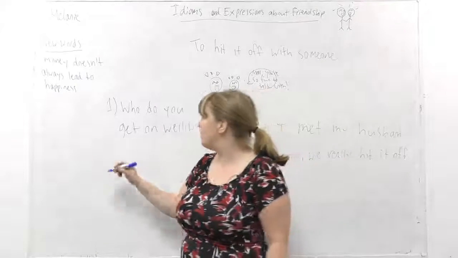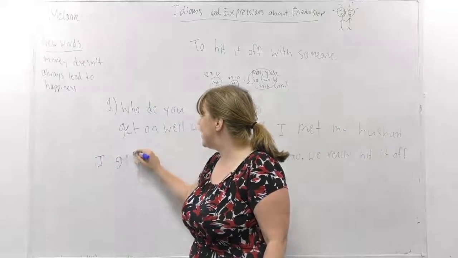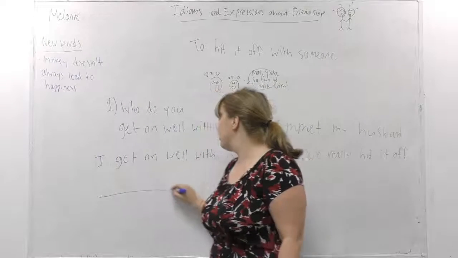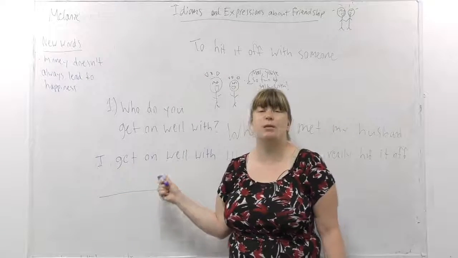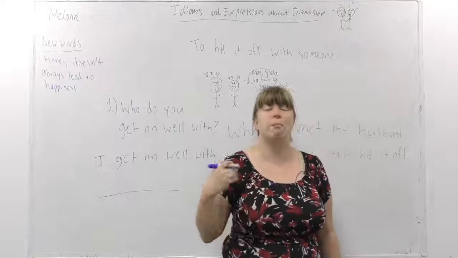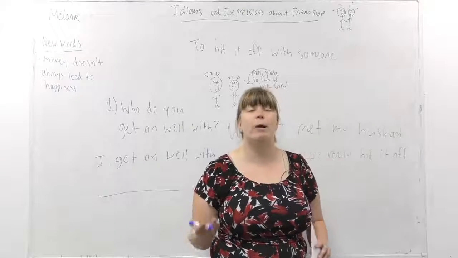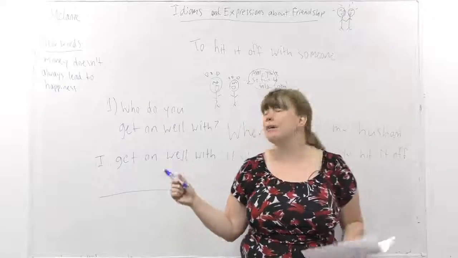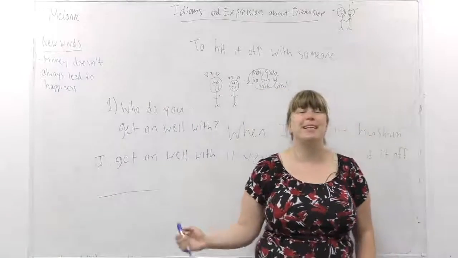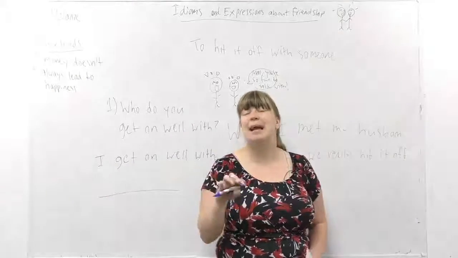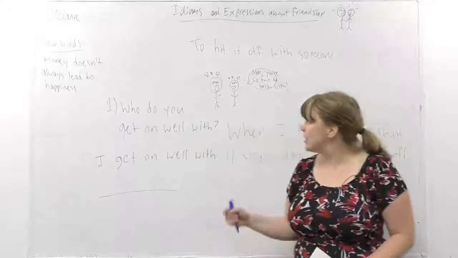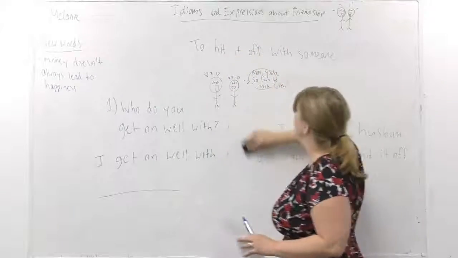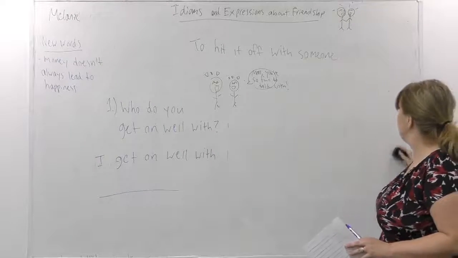So I'll give you an example. I get on well with blank. And then you're going to put the person's name. So for example, I get on well with my older sister. Or I get on well with my coworker, Alan. So those are some examples. So if you're here in class, again, please type out an answer for me. So that's number one, and I'm going to ask you guys another question related to idioms. It's going to be related to hit it off. Okay, number two.